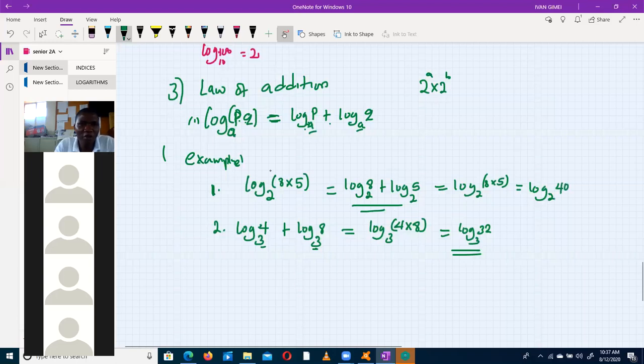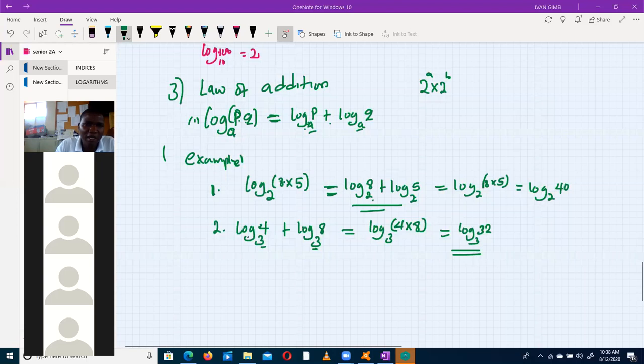I'm just showing you what you do with the laws. If you're multiplying 2 terms, log of 8 times 5, what is it equivalent to if you want to use the law of logarithm? You can add: log of 8 base 2 plus log of 5 base 2. This is very fine. These two are equivalent. They're equal to one another. Is that okay? Yes. So we're just learning how to use the laws.